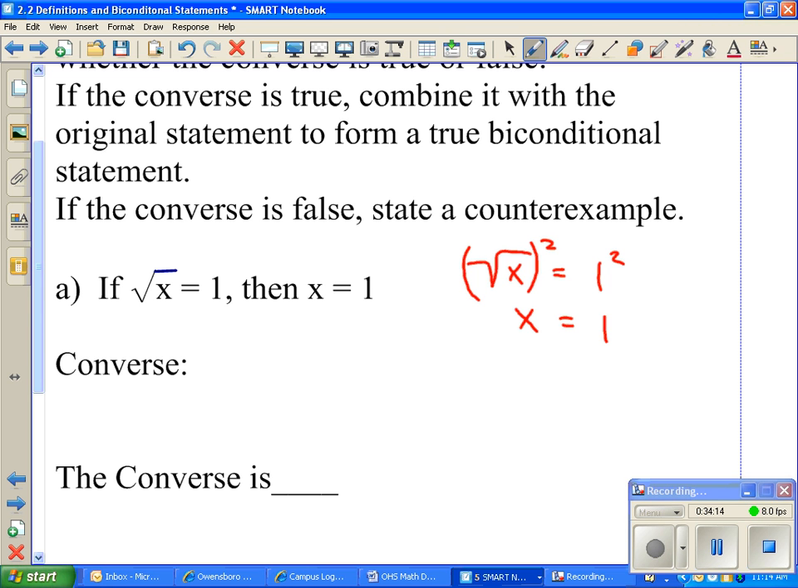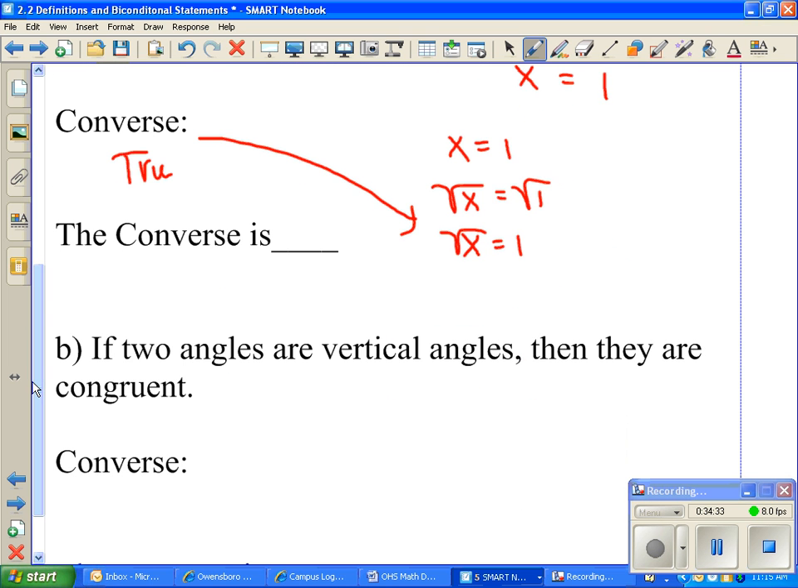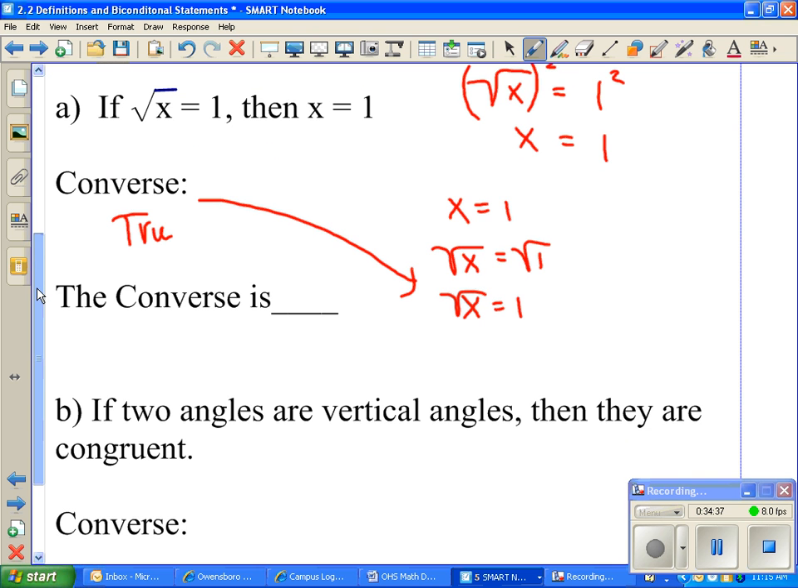Right, and the converse says that if I start off with x equals 1 and I take the square root of x, what's the square root of 1? 1. So the square root of x equals 1. That's true too. And that's the converse, so I can write it as a biconditional statement.